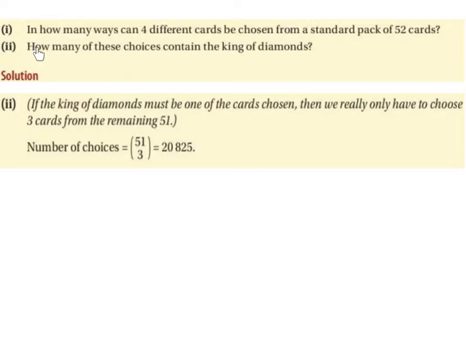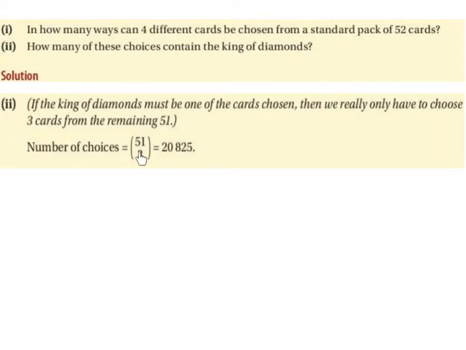Part 2. How many of these choices contain the King of Diamonds? If the King of Diamonds must be one of the cards chosen, then we really only have to choose 3 cards from the remaining 51. So we're left with 51 cards because we take for granted that one of the cards chosen is the King of Diamonds. So 52 take away 1 is 51.